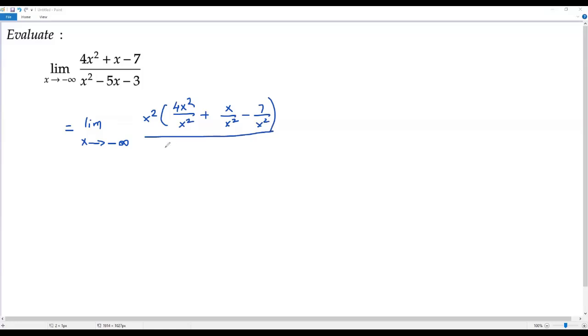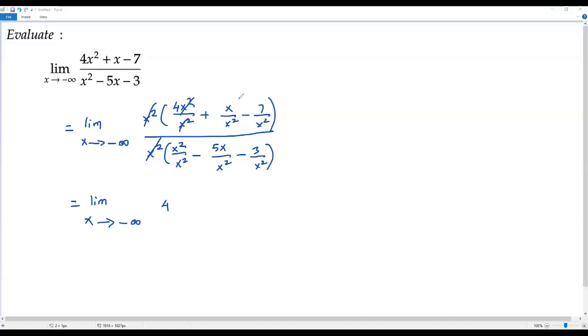Divided by, now the same thing in the denominator. We factor the variable out with the largest exponent, that is x². To get the stuff inside the parentheses, we divide each term by x²: x² over x², negative 5x over x², negative 3 over x². Here the x² and x² will cancel out, and the limit as x goes to negative infinity.